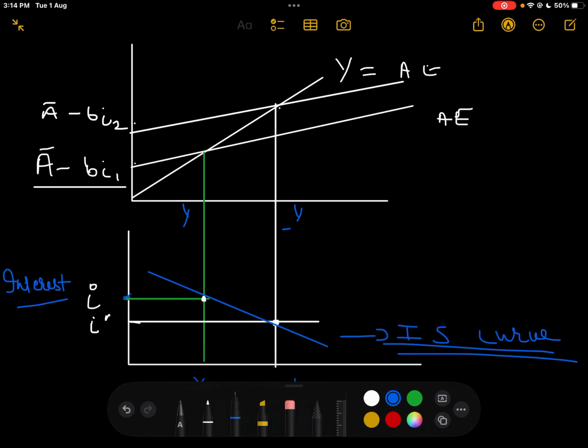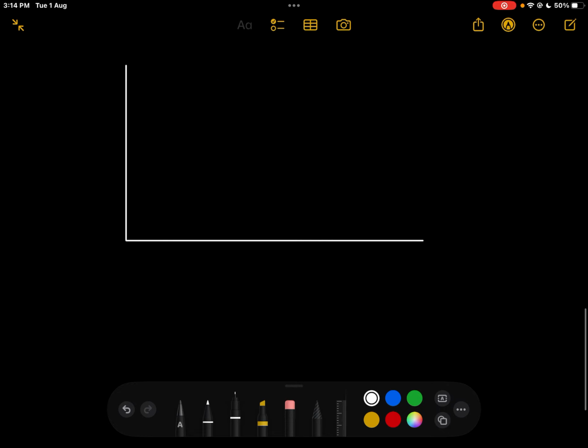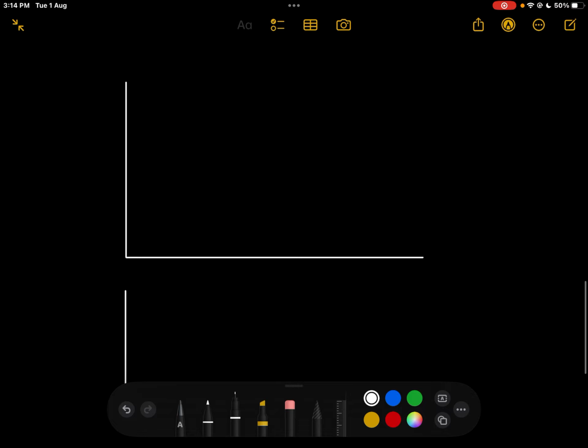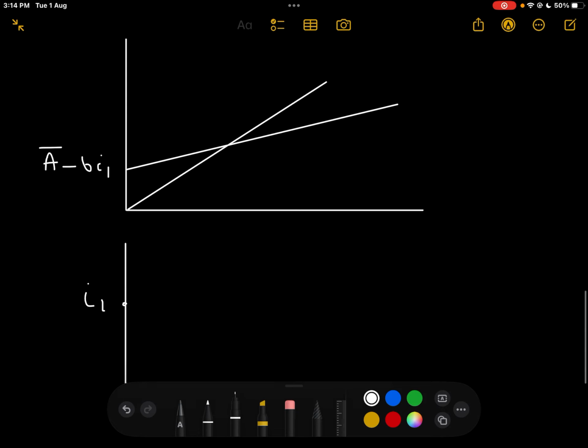See, this was movement along the IS curve because of changes in interest. Now, when can our IS curve shift rightward? Let us try to understand that part. For that we first make two graphs. Now see here, this is our Y = AD, this is our A bar minus B I1, and this is our interest rate I1.